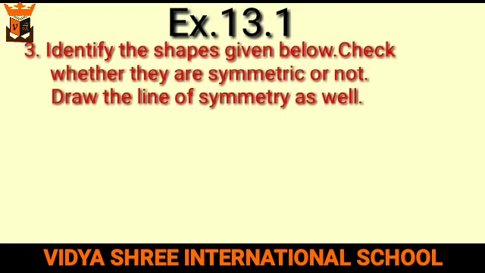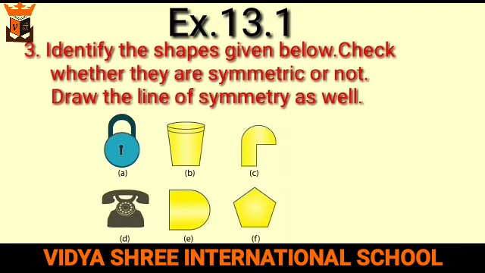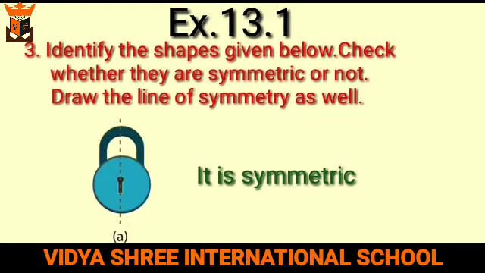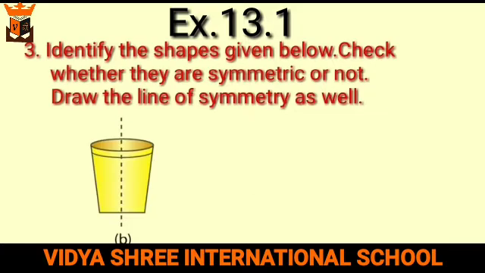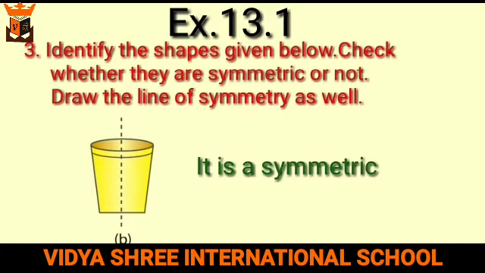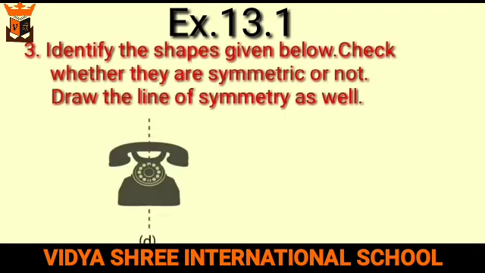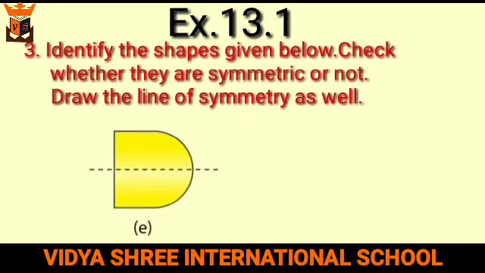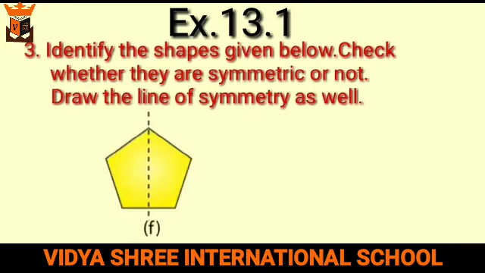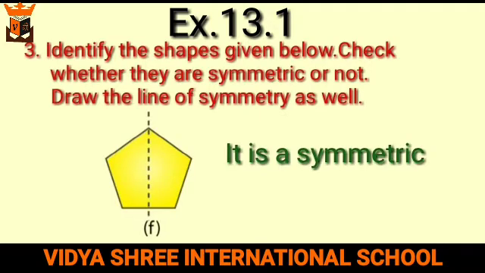Question number 3 is, identify the shapes given below and check whether they are symmetric or not, and draw the line of symmetry as well. So we have to draw a line of symmetry for the given shapes. First one, it is a symmetric figure. Second one is also symmetric. Third one is non-symmetric. Fourth figure is symmetric. Fifth one is symmetric. And sixth one is also symmetric.